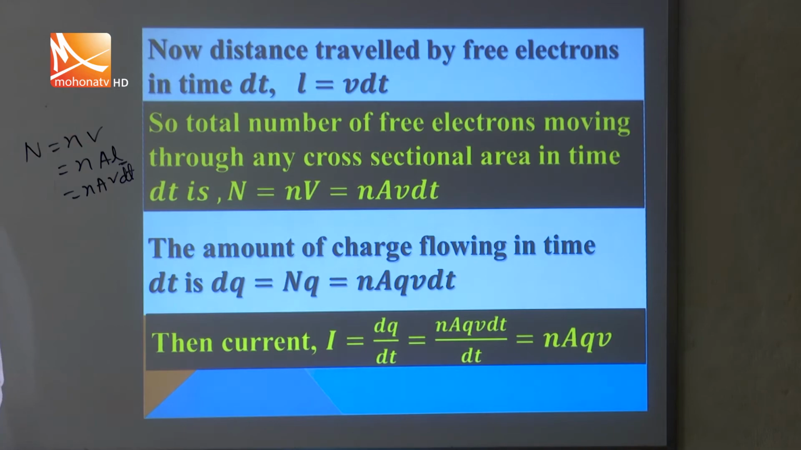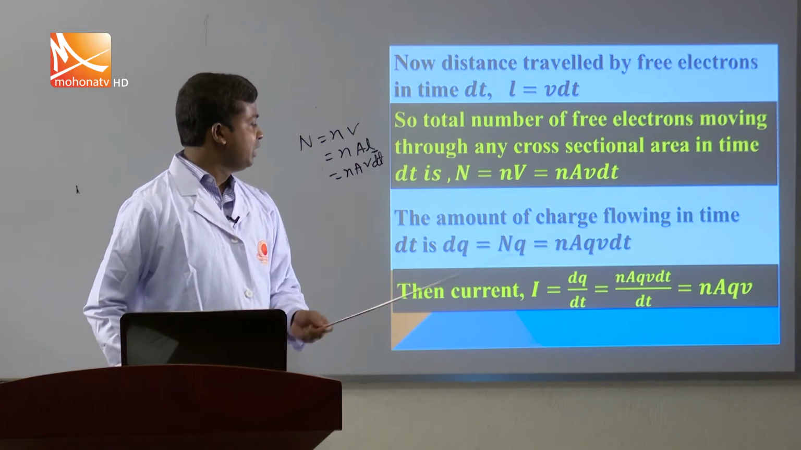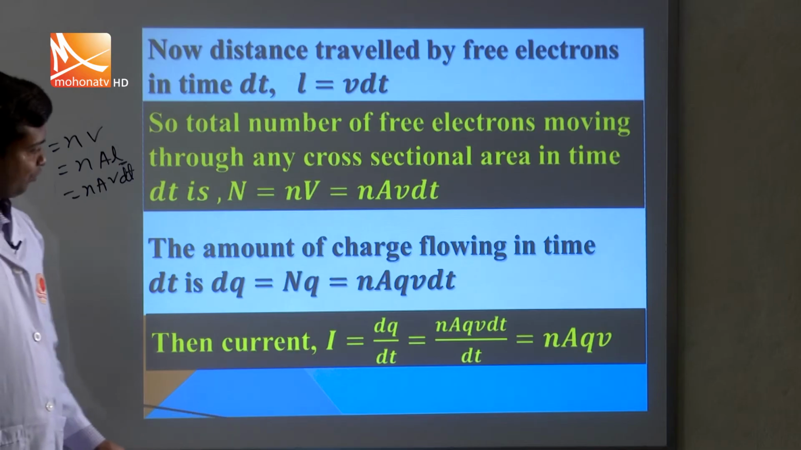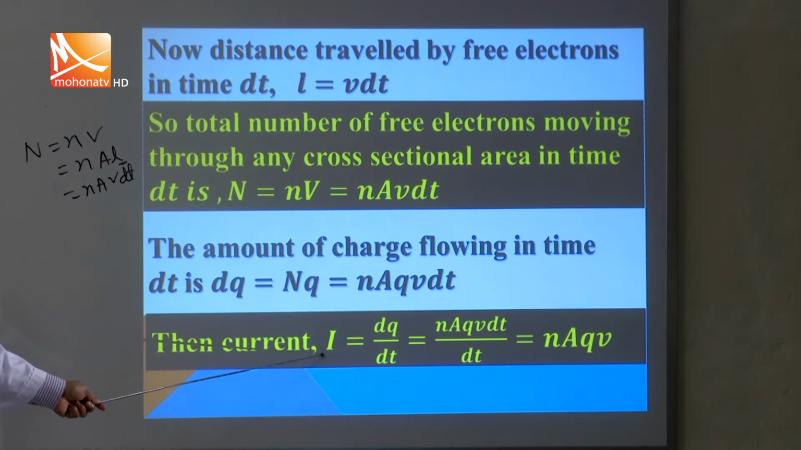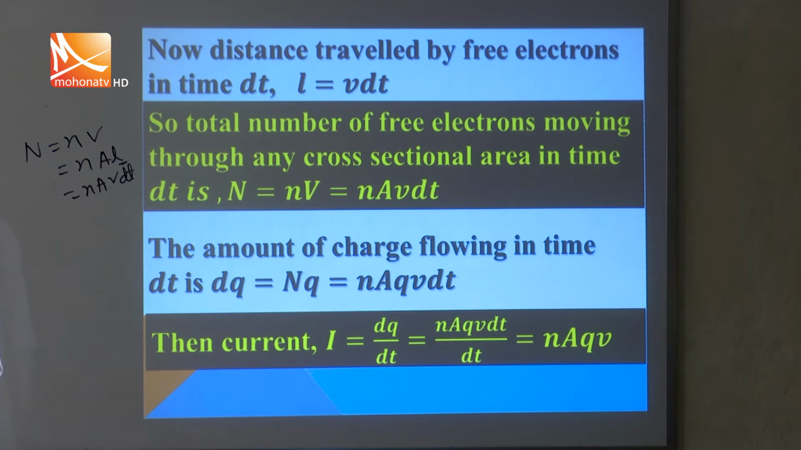So, this is the equation of drift velocity related to current. If you want to calculate the drift velocity, then you will write v equals I by n A q. So, this will be the equation of drift velocity. So, another answer of the question has been found.